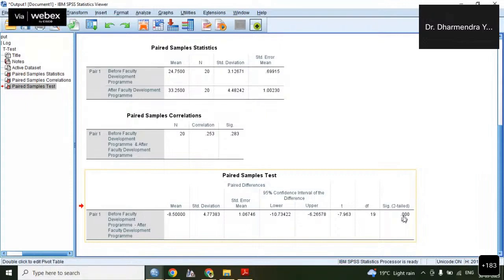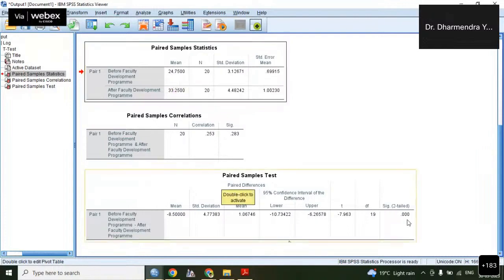So rejected means yes, there is a significant change. With the help of this, you can also check the mean: before attending was 24 something and after attending was 33. It means there is an improvement in the knowledge. Suppose the mean knowledge was 24 before attending the workshop, the FDP, and after attending it was 33. It means there is an improvement.